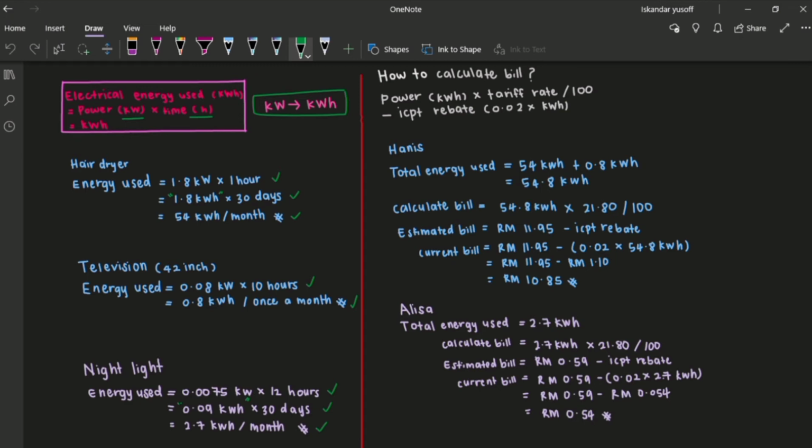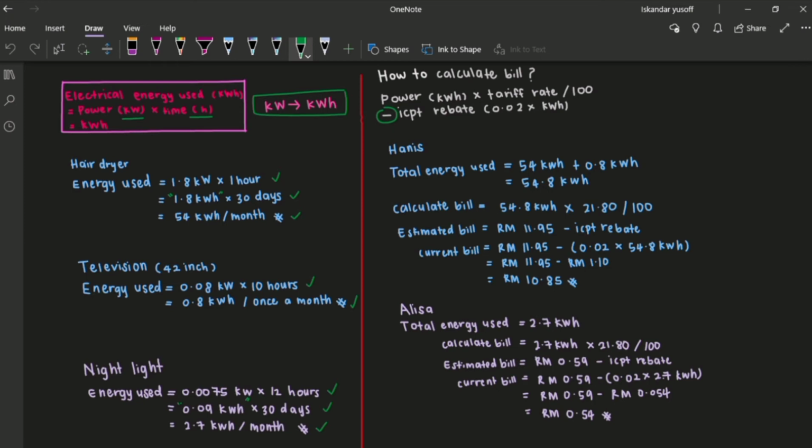After we know the energy used by the electrical appliances, now we can calculate the electricity bill that they should pay. How do we calculate the electricity bill? When we want to calculate the electricity bill, we need to multiply the energy used in kilowatt hour with the TNB tariff rate and divide with 100. After we get the estimate value, we need to minus the value with the ICPT rebate, which is 0.02 per kilowatt hour.